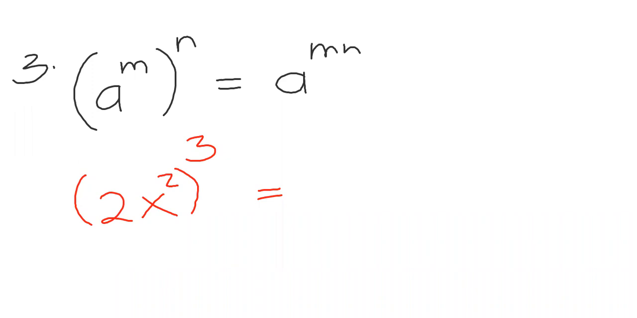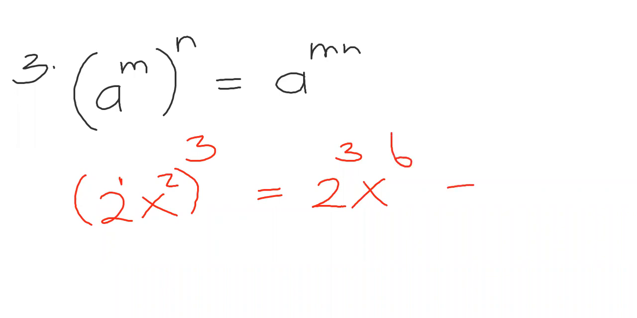Now, there is a 1 there, but the 1 is not written. So you are going to multiply that 1 by the 3. So you're going to have your 2 there. Then you take the power of the 2, which is 1, and multiply it by the outside power, which is 3. So 1 times 3, you get 3. Then you go to the x: 2 times 3, you get a 6.